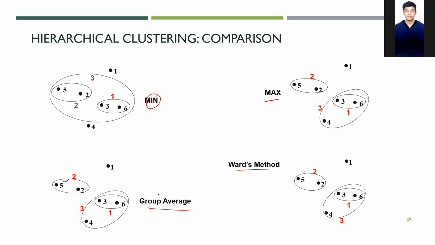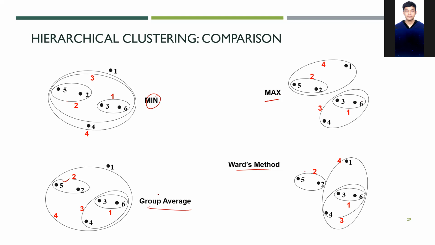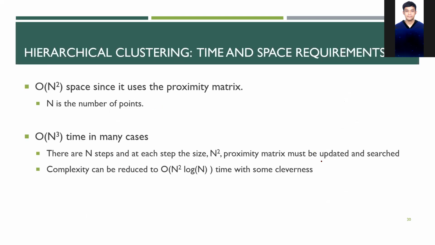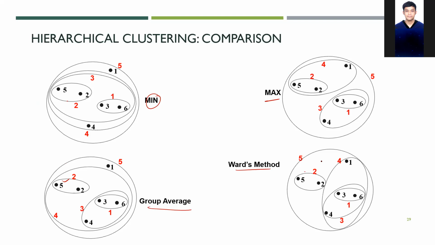And the fourth step is different. Each of them is different for the fourth step. Finally, the fifth step. So this is the comparison of differences if we want to compare hierarchical clustering using different proximity metrics.